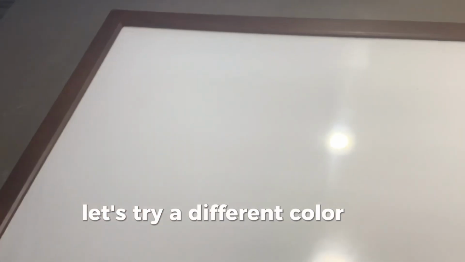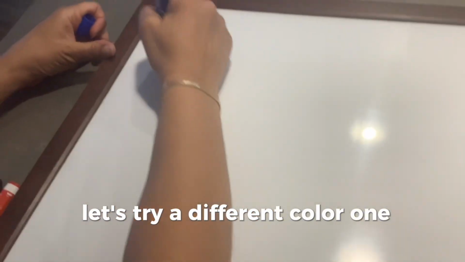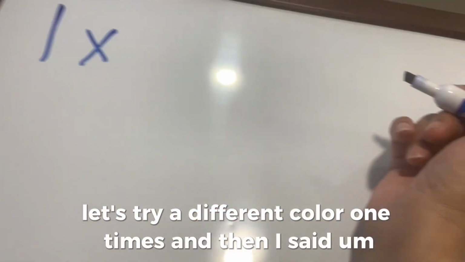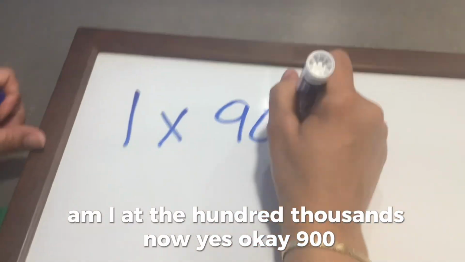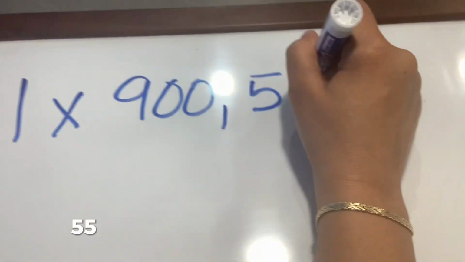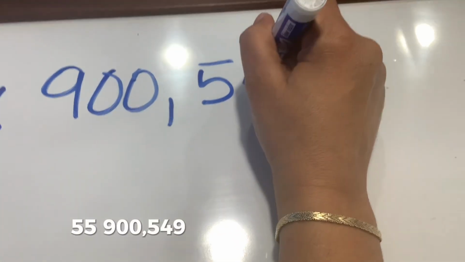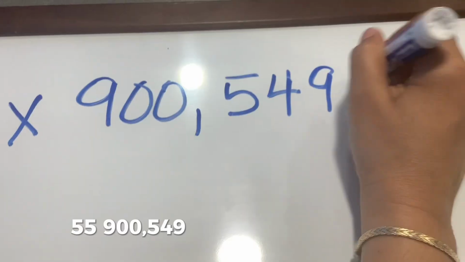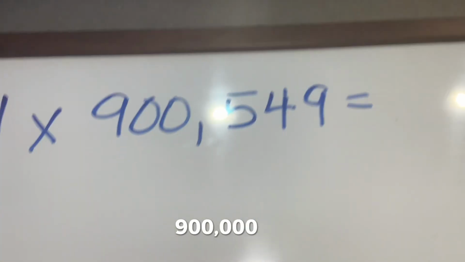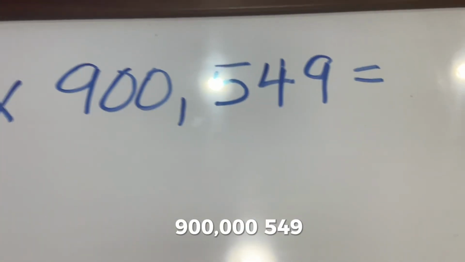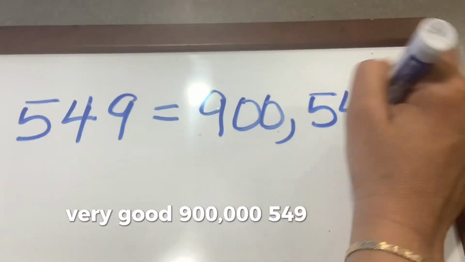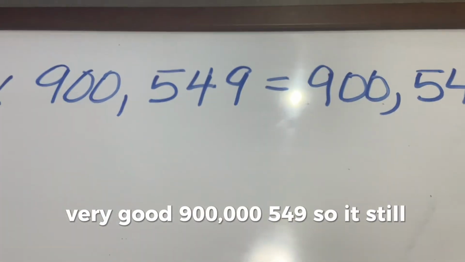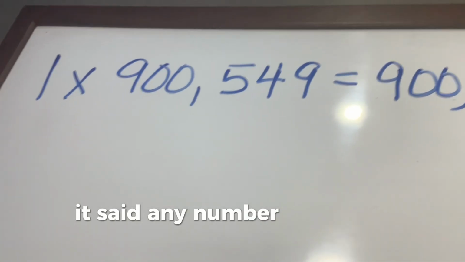Let's try a different color. 1 times, and then I said, am I at the 100,000s now? Yes. Okay, 900,549. What would that be? 900,549. Very good. So it still applies. It's any number. So let's try a number in the millions.